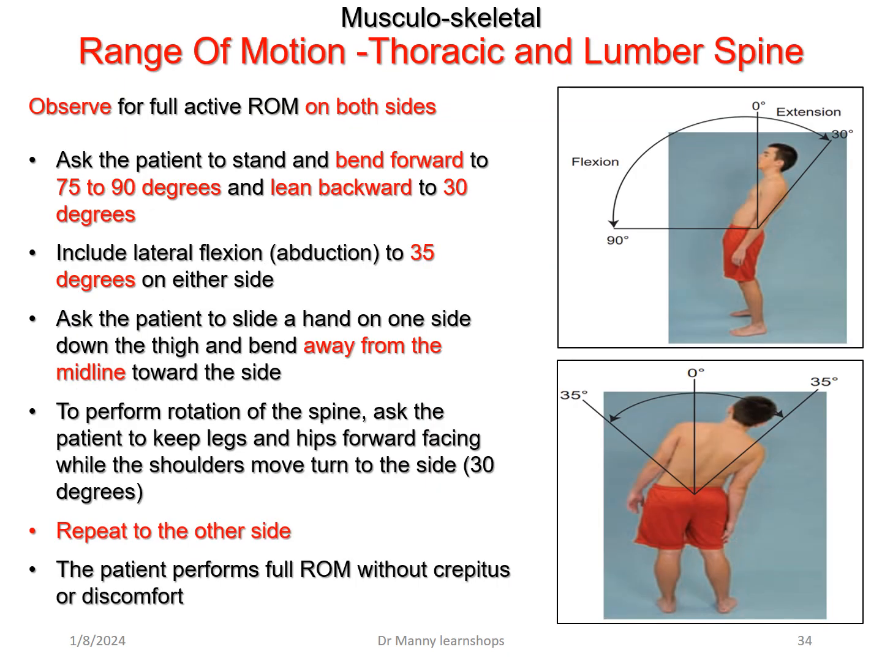When it comes to range of motion of the thoracic and lumbar spine, you again observe full active range of motion on both sides. You ask the patient to stand and bend forward and lean backward. And this includes lateral flexion, abduction on either side. You ask the patient to slide a hand on one side down the thigh and bend away from the midline towards the side. You repeat this to the other side. The patient should be able to perform full range of motion without crepitus or discomfort.